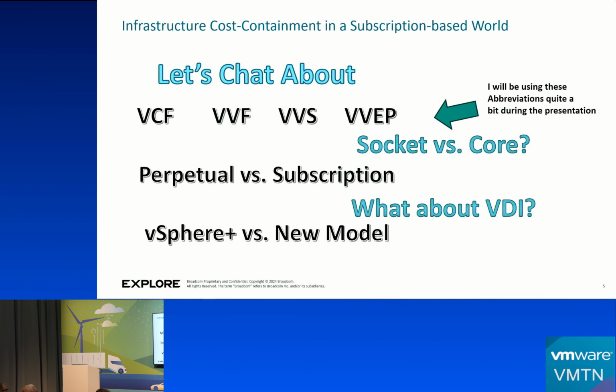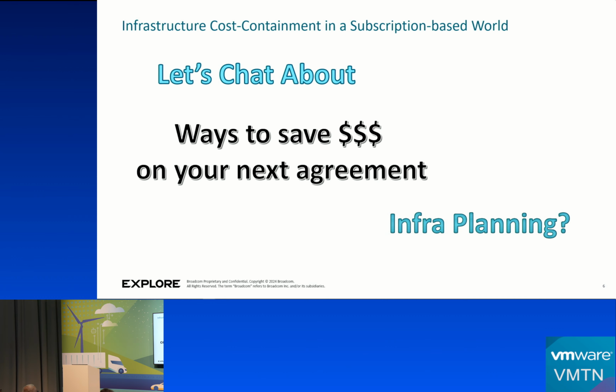We're going to talk a little bit about VCF, VVF, VVS, and VVEP. That is VMware Cloud Foundation, VMware vSphere Foundation, VMware vSphere Standard, and VVEP. The last time I presented this, that was Essentials Plus kit. I'm going to talk about what happened to Essentials Plus and how Enterprise Plus is actually the new product. We're going to talk about the differences between socket and core licensing, perpetual and subscription. What about VDI? Any end user computing folks here at all? A couple. There's some really important news that I'm going to be sharing there. We'll also talk about vSphere Plus versus the new model of subscription, so the old model, pre-Broadcom, versus the new model. We're going to talk about ways to save money in our next agreement and infrastructure planning in the future and how that might be changing from this point forward.